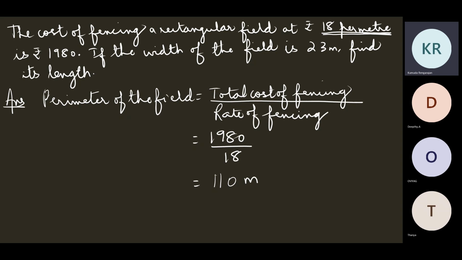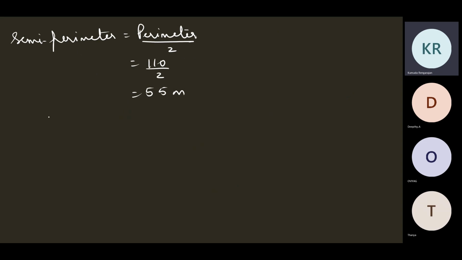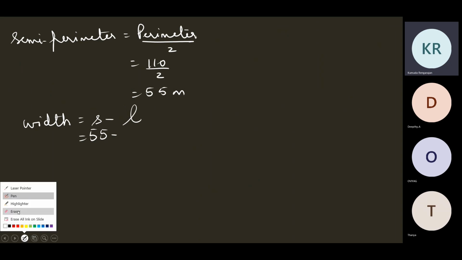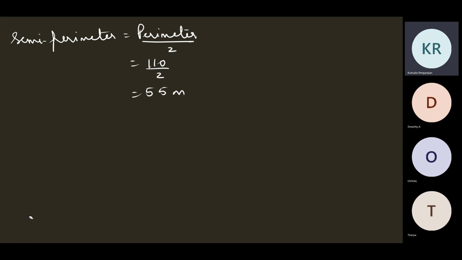Okay. Now the width is given, 23 meters. The width of the field is 23 meters. Now, how do you find the width or the breadth? Width is equal to semi-perimeter minus length. So semi-perimeter 55 minus the length. Oh, width is 23, is it? So you should find the length. I'm sorry. We need to find the length. So length is equal to semi-perimeter, that is S, minus the width or the breadth. So 55 minus 23.